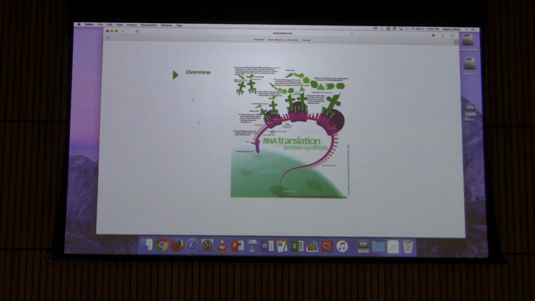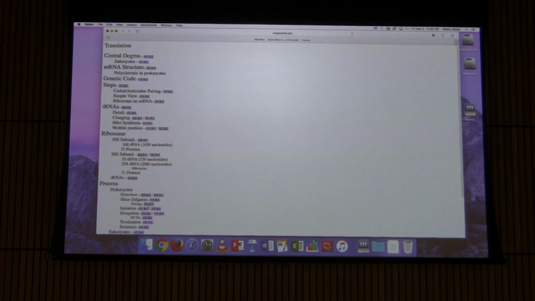Okay, actually, I'm not going to talk about that. You can look at that yourself. It's a general overview of the process of translation.